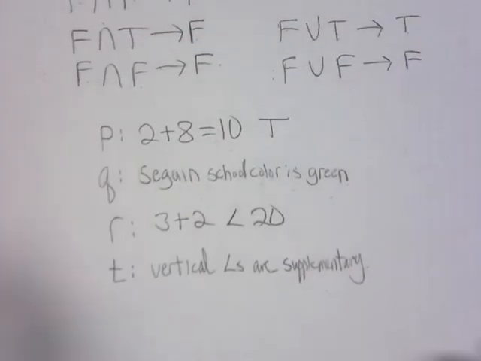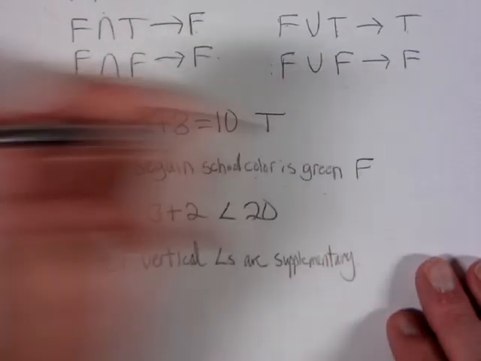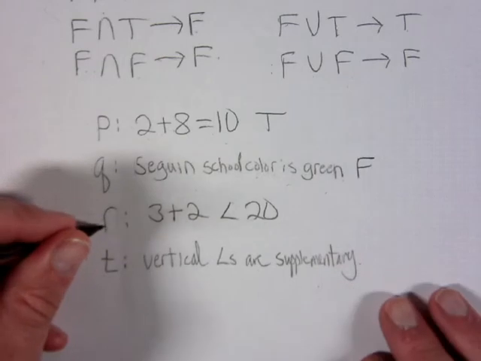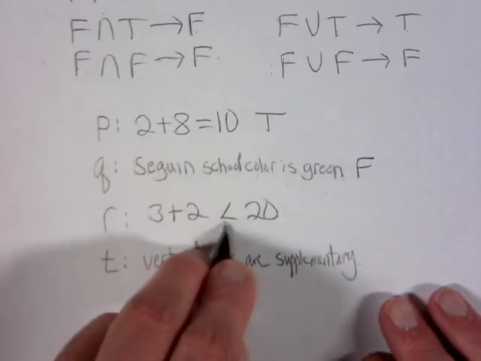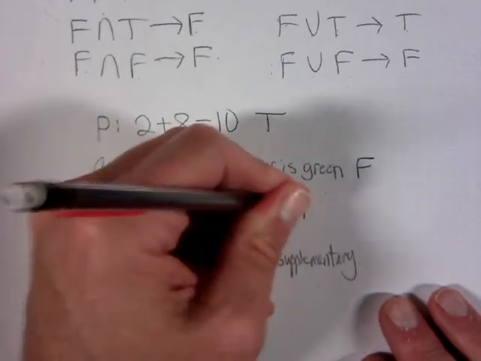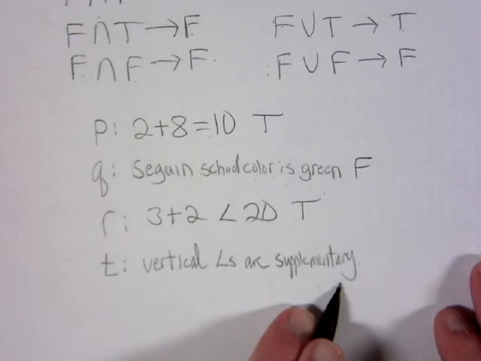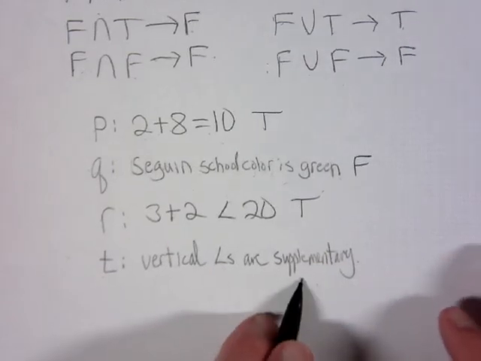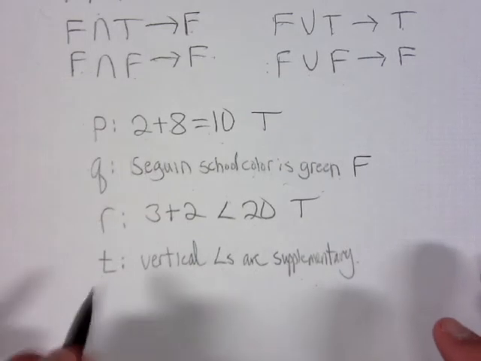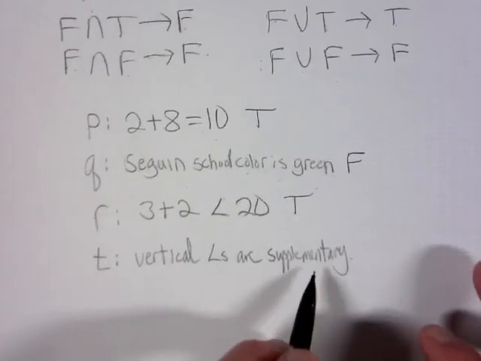Seguin school color is green. That is a false statement. So Q is false. R, 3 plus 2 is less than 20. 3 plus 2 makes 5. 5 is less than 20. That's a true statement. And T, vertical angles are supplementary. All right, so remember, supplementary means add up to 180 degrees. And so do all vertical angles have to be supplementary, or can we find a counterexample?